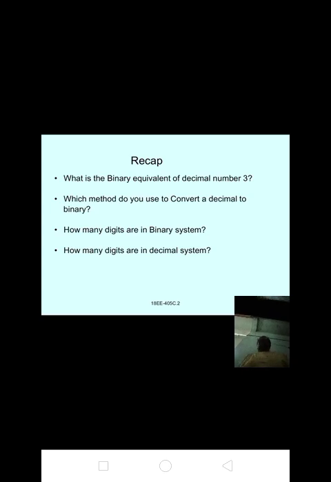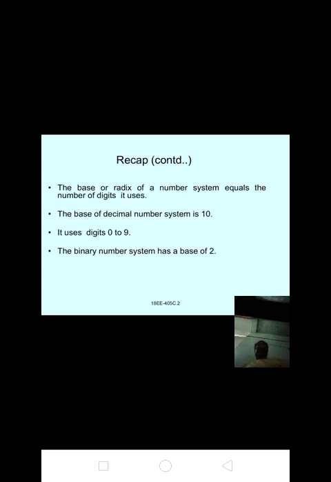We know that different types of number systems are there. First one is the decimal number system, second one binary number system, third one octal number system, fourth one hexadecimal number system, last one binary coded decimal number system also. Total 5 number systems are there. These were discussed in our previous class also.